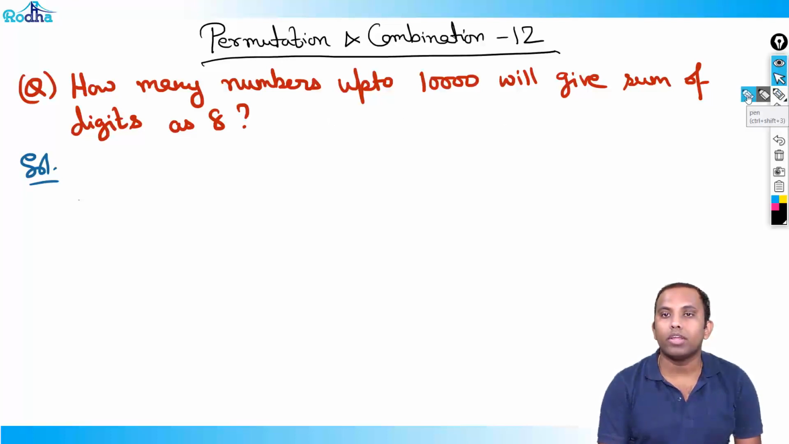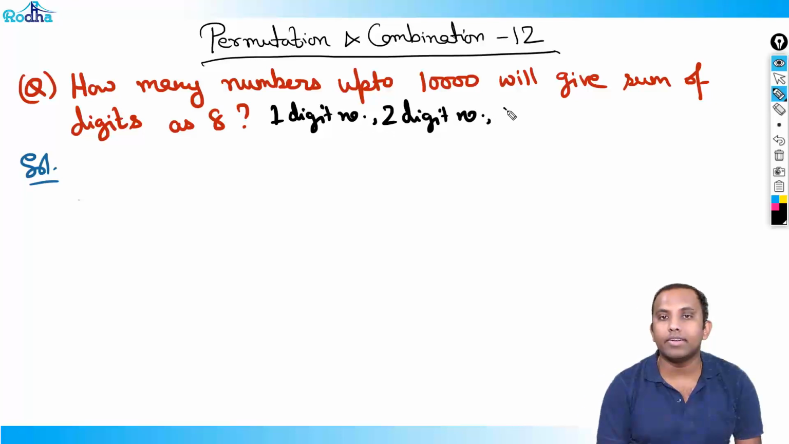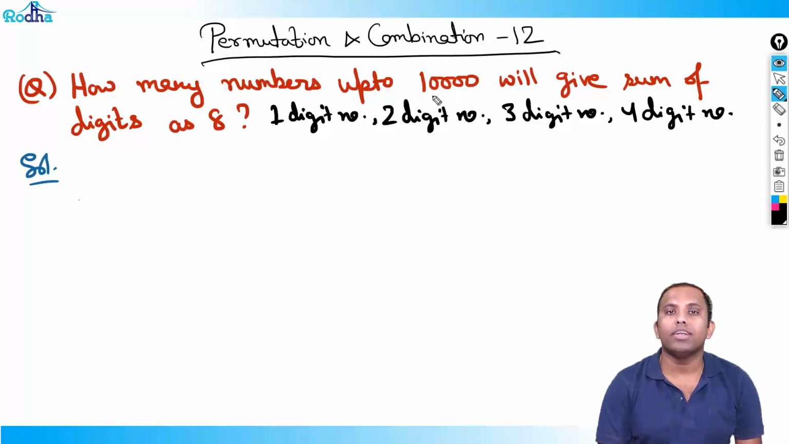So in this case, what I want is one digit number, as well as two digit number, as well as three digit number, as well as four digit number, right? What I want is up to four digit number because obviously 10,000 as a number will not give me sum of digits as 8. It will give me only 1, right? 1 plus 0 plus 0 plus 0 plus 0 is only 1. So it won't give me sum of digits as 8.